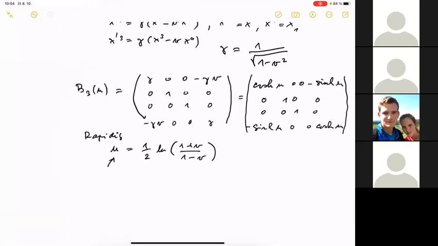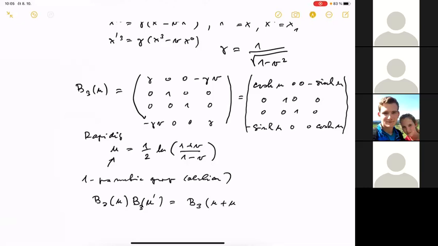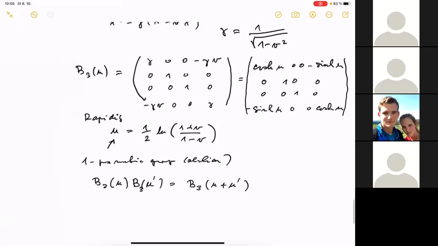Again, these boosts along the third axis form a one parametric group, and this group is abelian, of course. And the composition rule of this group is simple if expressed in terms of the rapidity. If we compose two boosts with parameters u and u', we get as a result, again, a boost along the third axis with rapidity which is the sum of the rapidities of the individual boosts.